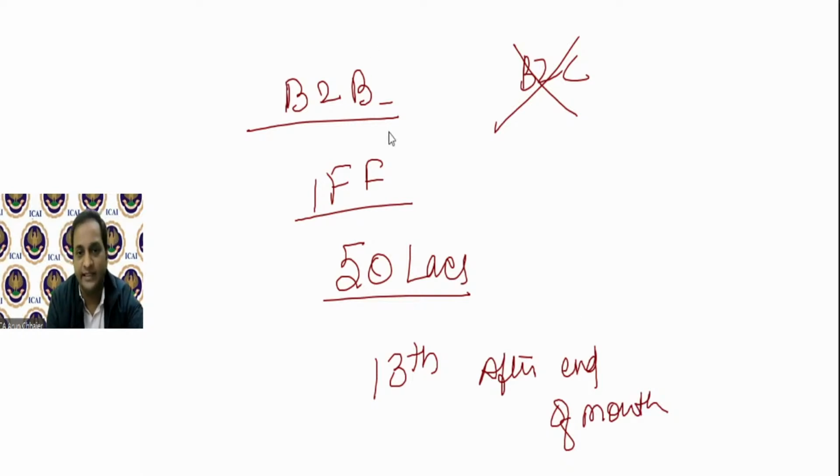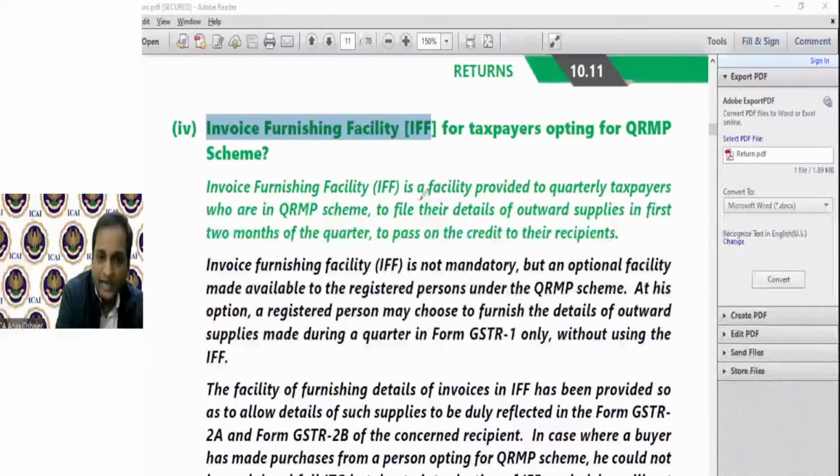एक बार रीड करते हैं. IFF is a facility provided to the QRMP taxpayer to file the details of the outward supply in the first and second month. The biggest benefit is that credit can be passed to the recipient who is a registered party. It is not mandatory, it is optional.